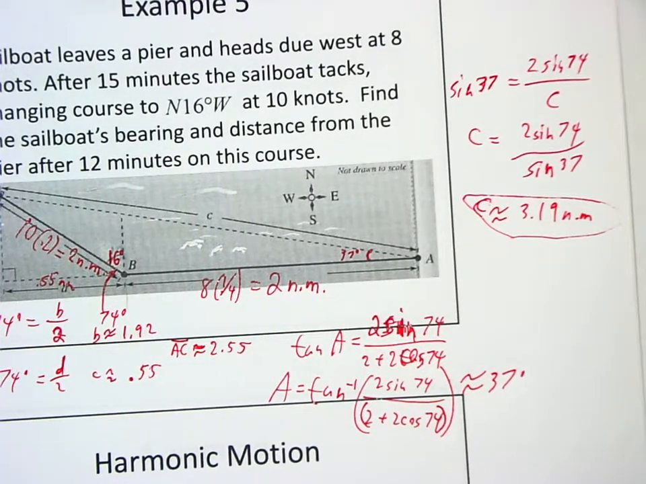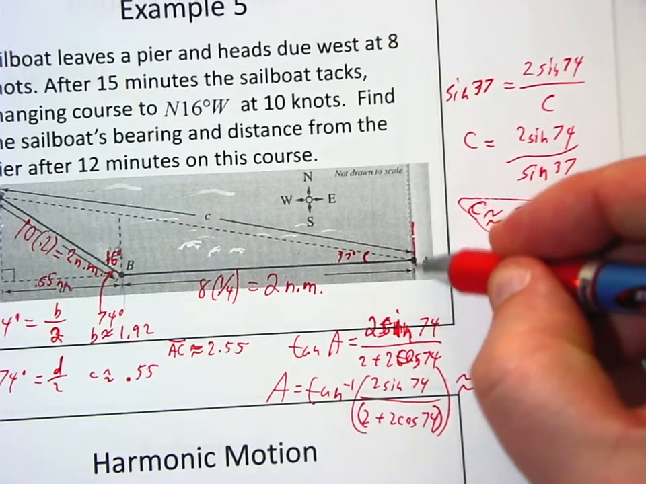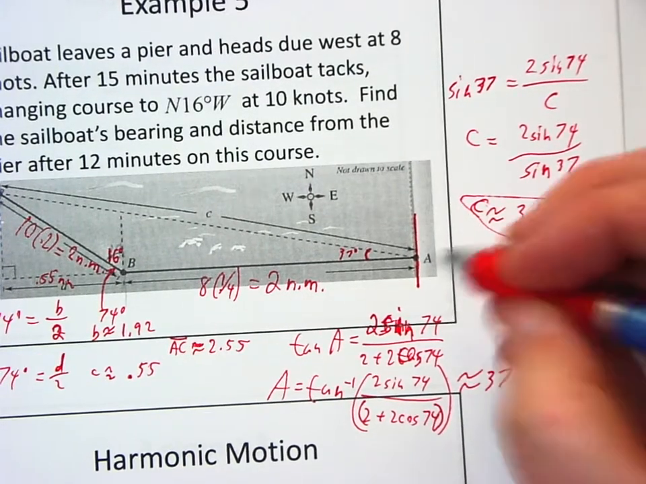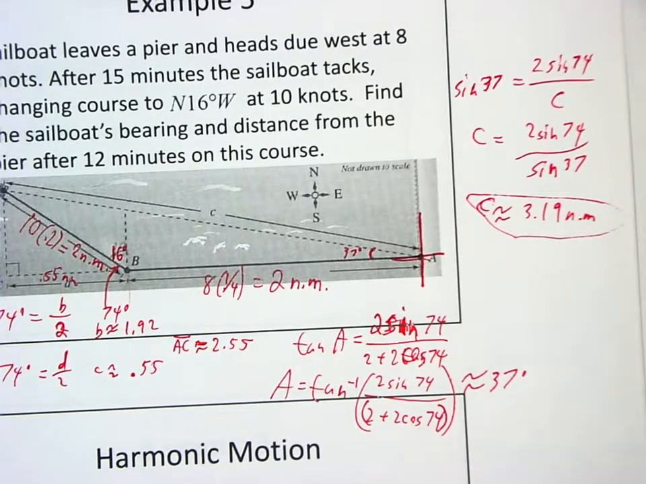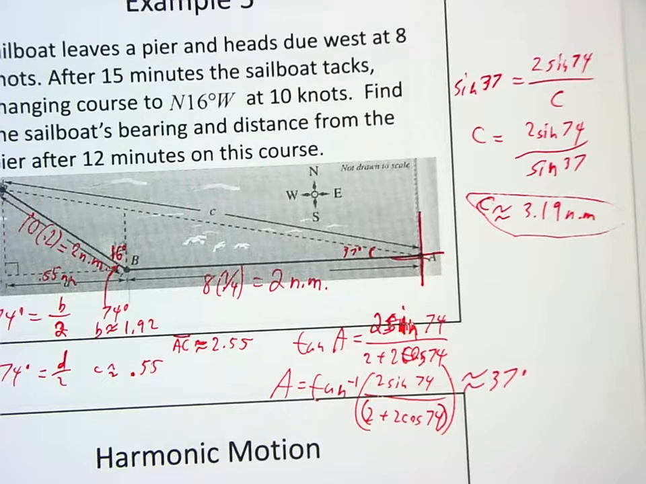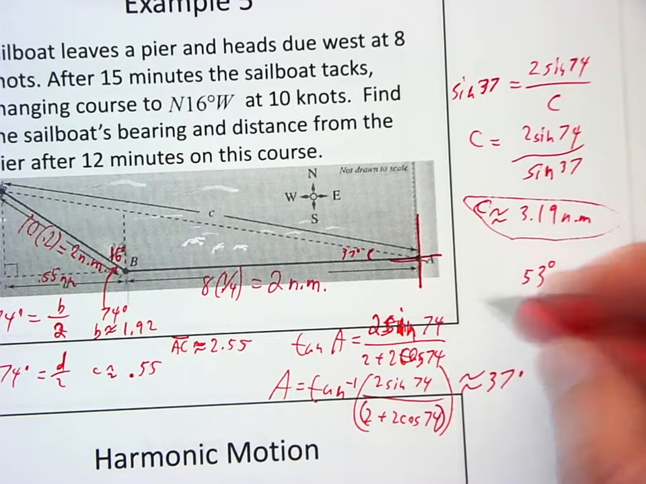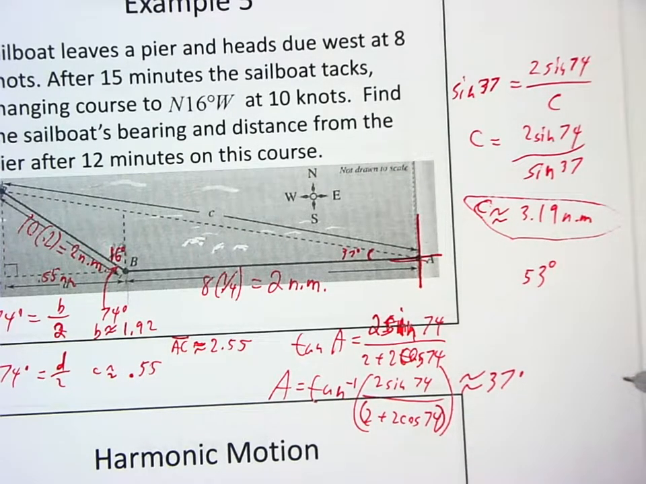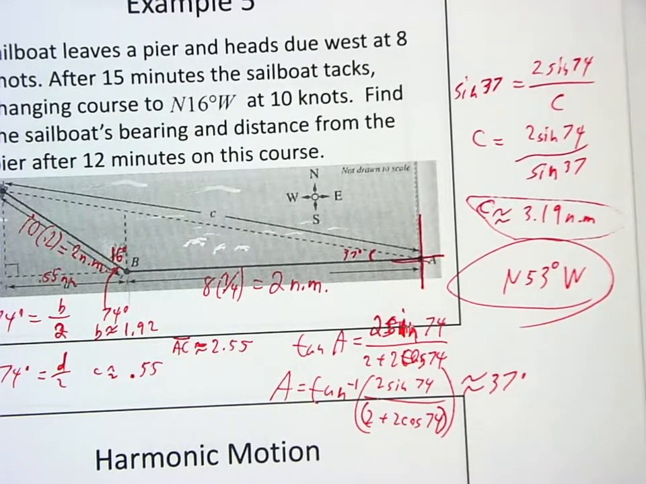Bearing is always how far off of north or off of south you are. So at A, that's where the pier was, right? How far off of north is this line? 37 degrees. No, that's how far north of west it is, but I want to know how far off of north it is. 53 degrees, and then what would I put around it? North 53 degrees west. So that's your bearing and your distance traveled.